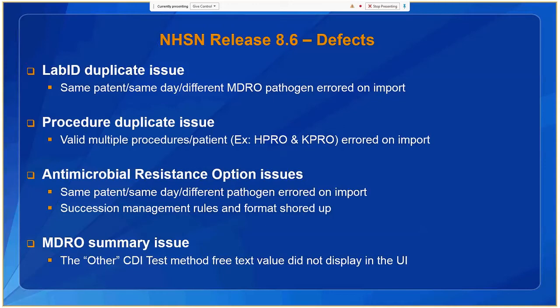The same thing was happening on procedures that allowed multiples, like hips or knees. It was seeing it as a duplicate when really it wasn't and it was allowed. So that has been fixed. We found antimicrobial resistant option issues similar to the Lab ID issue, same patient, same day, but different pathogen. It saw it as a duplicate when it really wasn't. That's been fixed. And succession management rules, the format and the rules, have been shored up for AR.